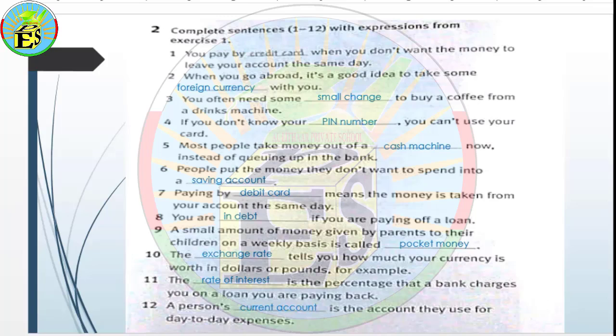Number 11. The rate of interest is the percentage that a bank charges you on a loan you are paying back. Number 12. A person's current account is the account they use for day-to-day expenses. Good job. Now, let's do the next exercise.